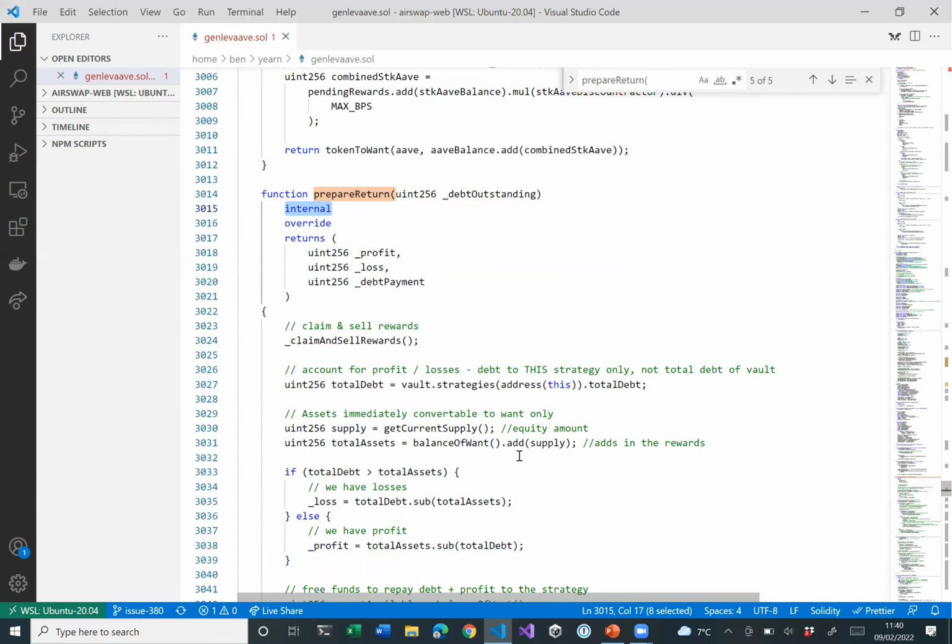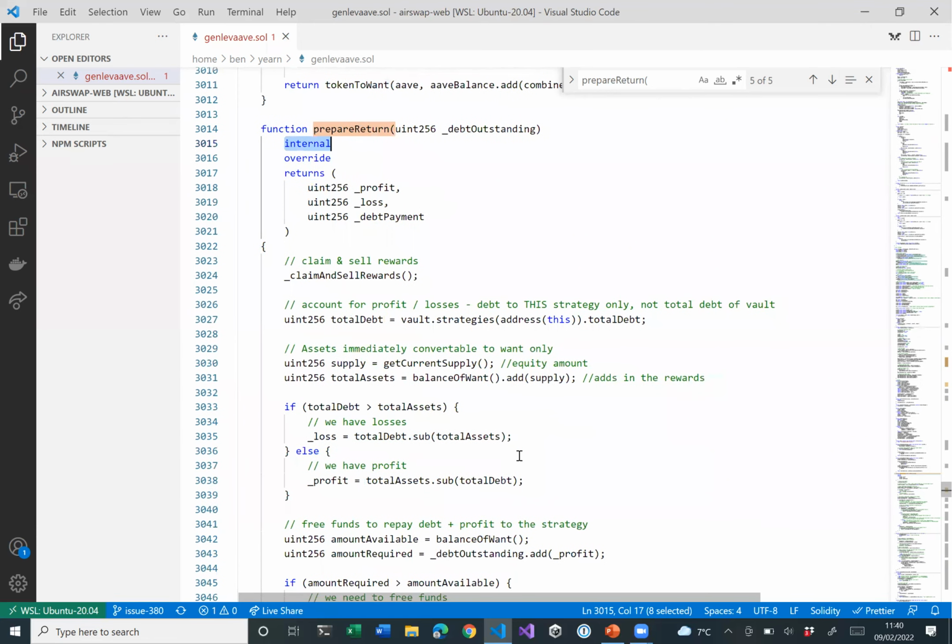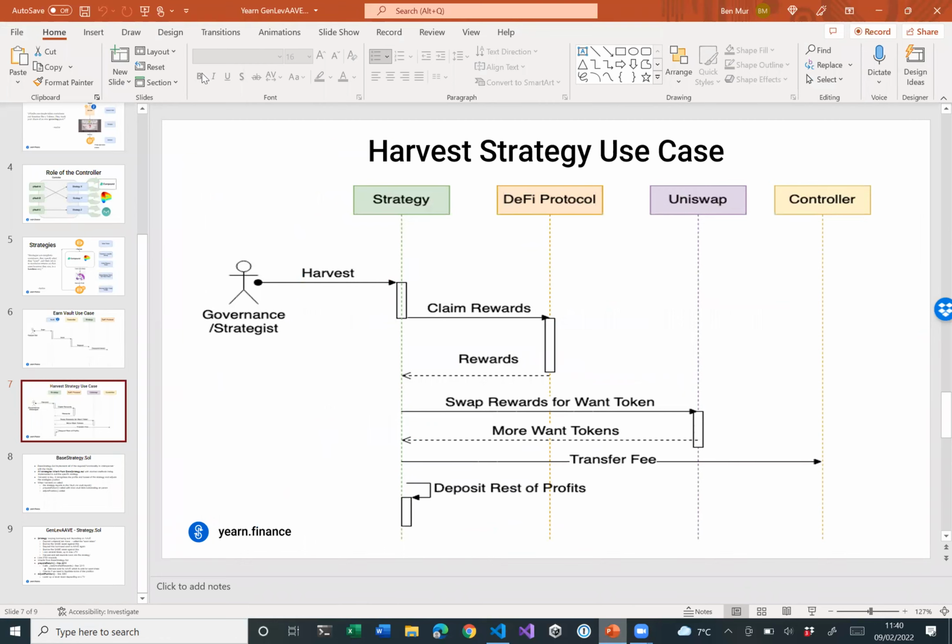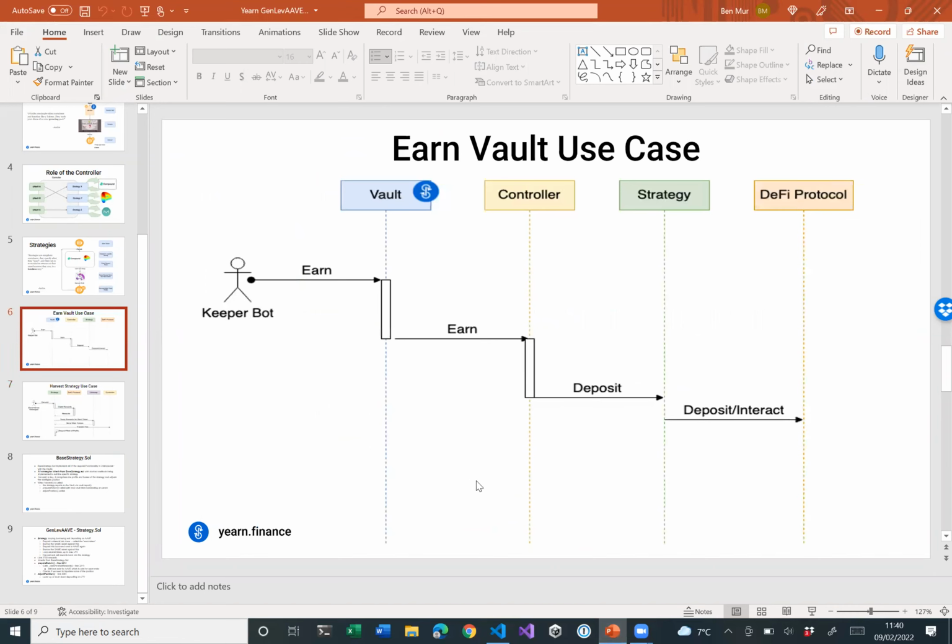Because I thought this function is used to check how much profit or loss the strategy has, by an external address or contract. So the main function is the claim and sell rewards. That seems to be the main thing that it's doing. And it has to claim the rewards to know how much reward it has earned, right?